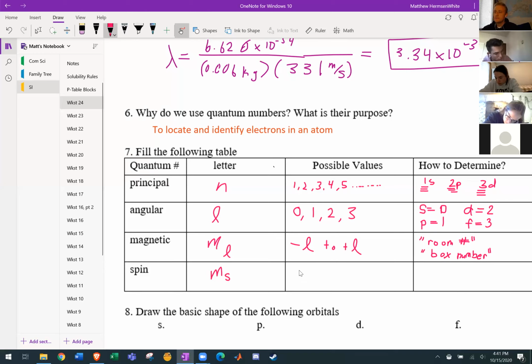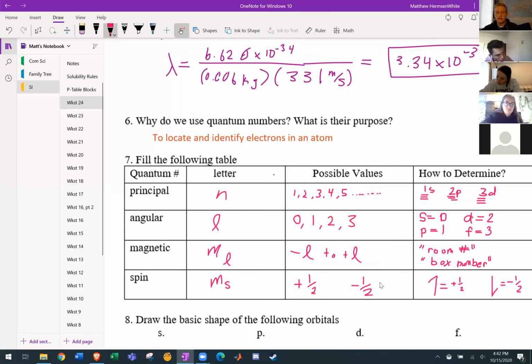And lastly, the spin quantum number, which is the last one, the possible values are either plus 1/2 or minus 1/2. The way you determine these is if an up arrow is in the box, that equals positive 1/2, and a down arrow is going to equal negative 1/2. So it's the direction of the arrow in the box.